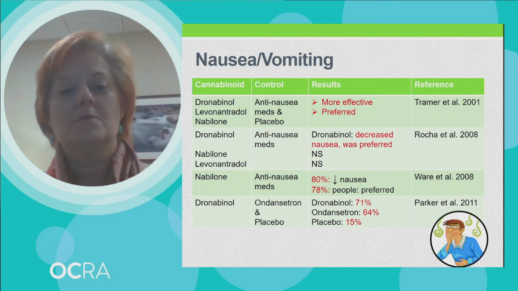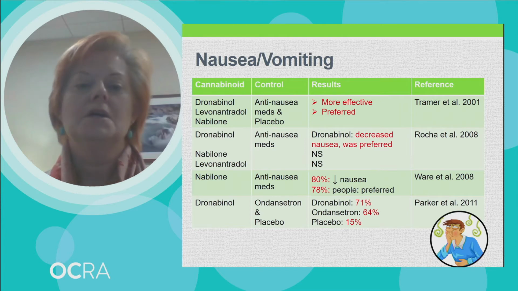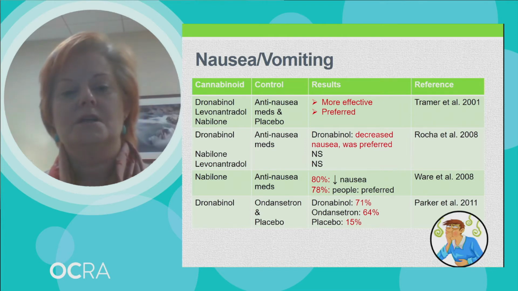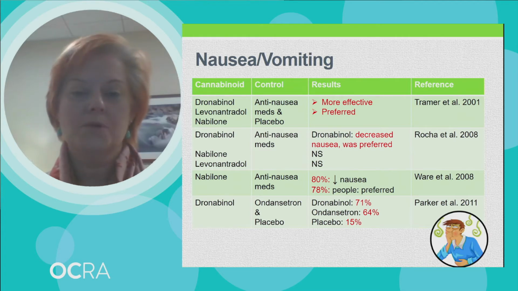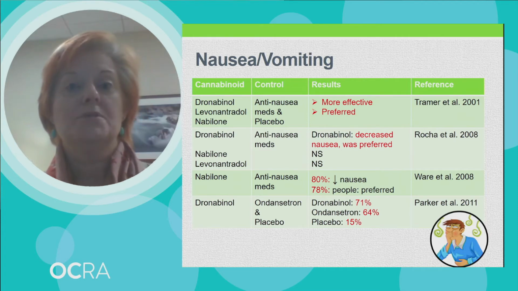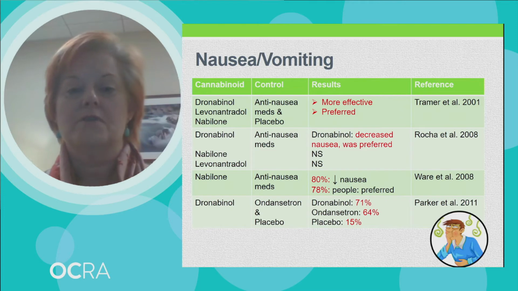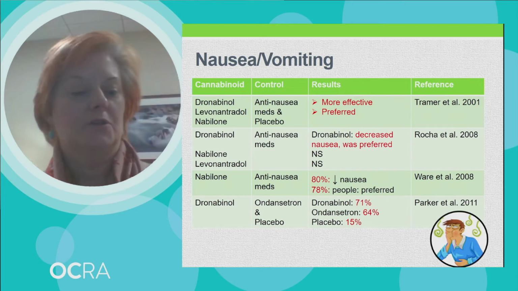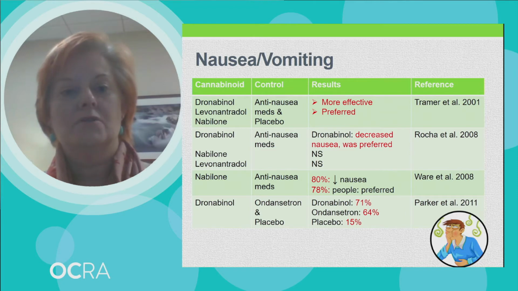And most notably, at the bottom, you see that dronabinol, which is the synthetic THC, was studied against ondansetron, which is the most common anti-nausea medicine used in chemotherapy situations, and a placebo, which would be basically like a sugar pill. And the dronabinol was slightly superior to the ondansetron, and of course, both of them were much better than the placebo. So in essence, cannabinoids can be very helpful for managing nausea and vomiting.